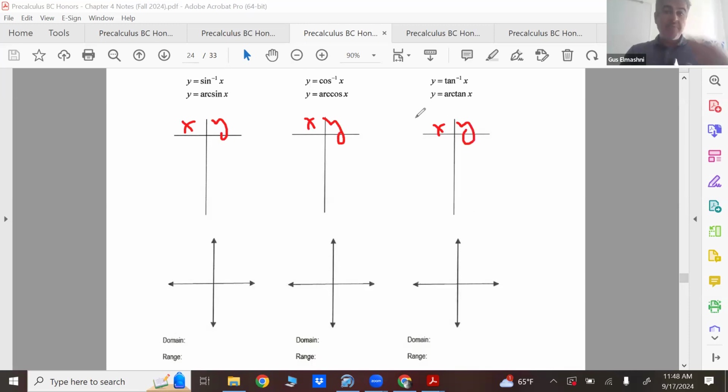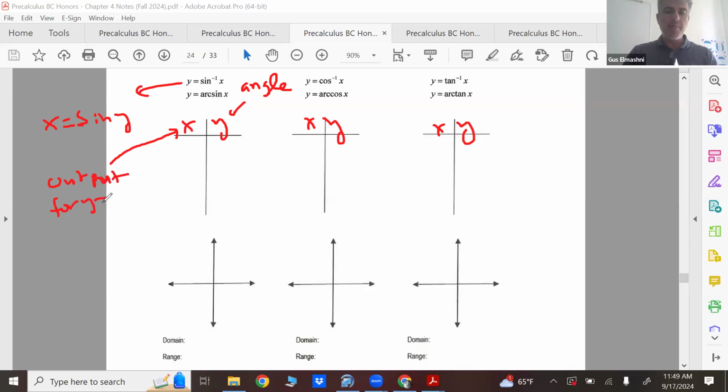Let's think about it. X and Y have to switch because this is the same thing as saying sine y equals x, right? That's the same thing. So y now becomes the angle, and x becomes the output. For y equals sine x, everything switches.